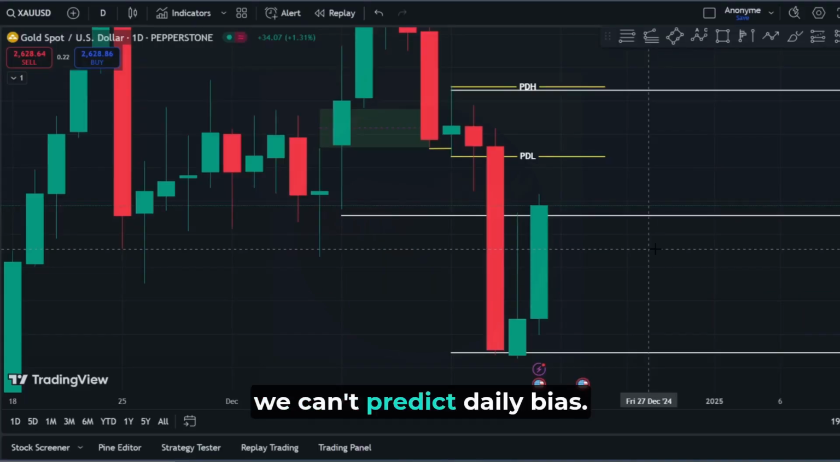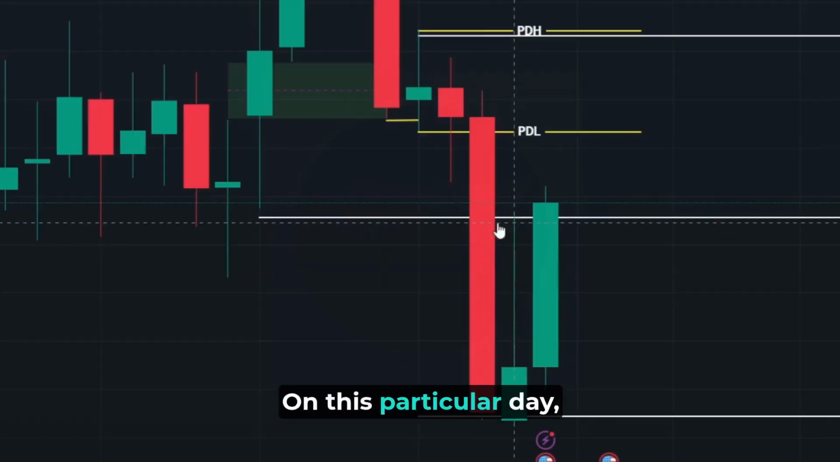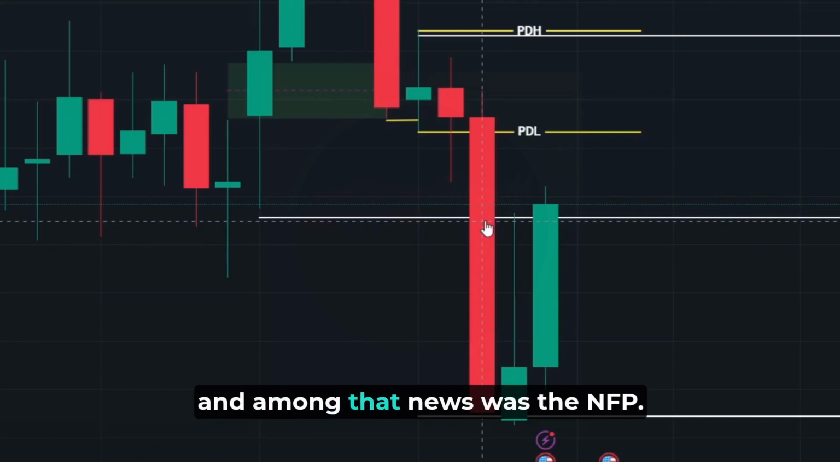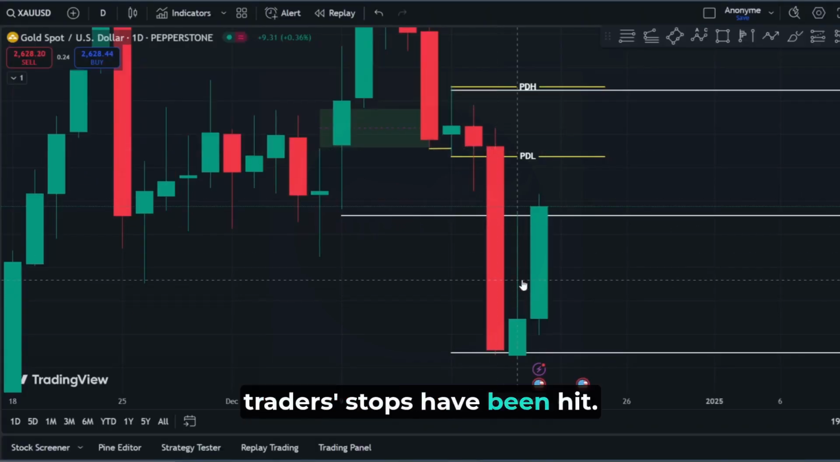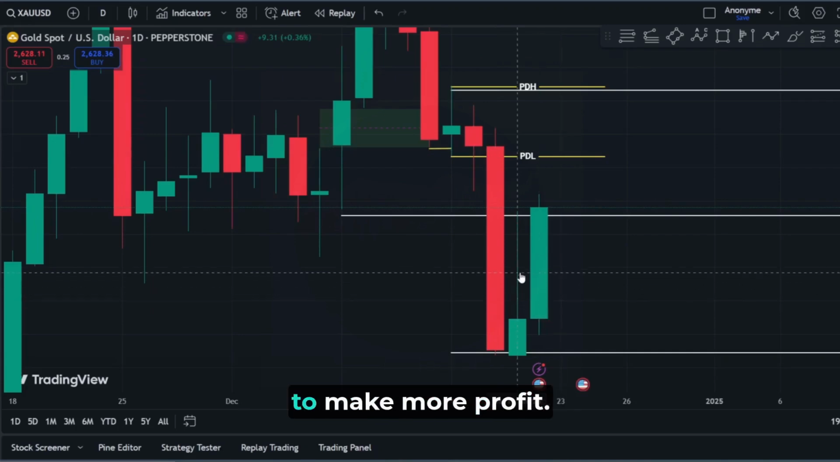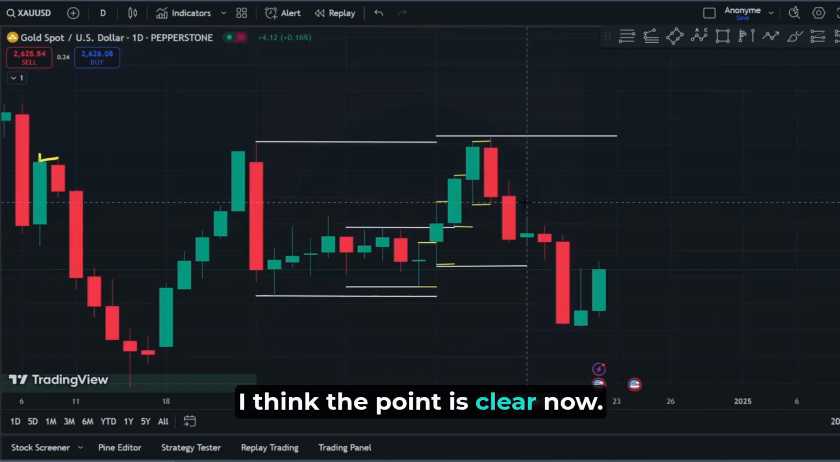Sometimes we can't predict daily bias. Let me tell you why. On this particular day, there was strong news, and among that news was the NFP. Here, it's clear that millions of traders' stops have been hit. Market makers exploit this to make more profit. I think the point is clear now. I think you've figured out how to define your daily bias. And why do we need a daily bias?